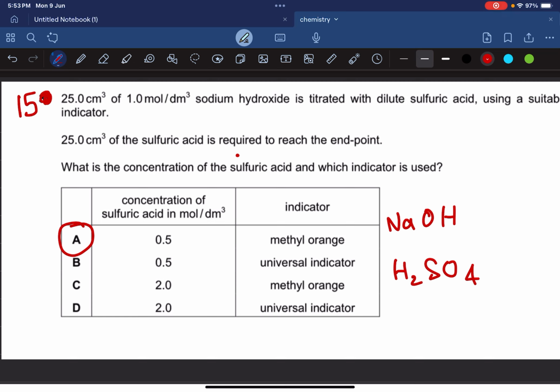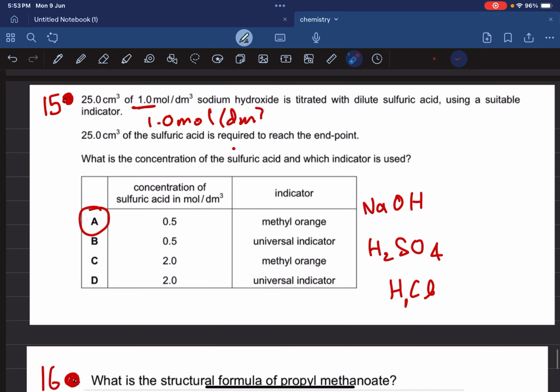And if it was HCl, because HCl just has 1 mole of hydrogen ion, for HCl I'm going to use simply 1 mole per dm cube. Okay, so that's simple, I guess. That formula was way too confusing. You just had to look at that because the hydrogen ions in sulfuric acid are doubling, it's a stronger acid, so you're going to take half the concentration. And methyl orange, because in titration experiments you never use universal indicator.